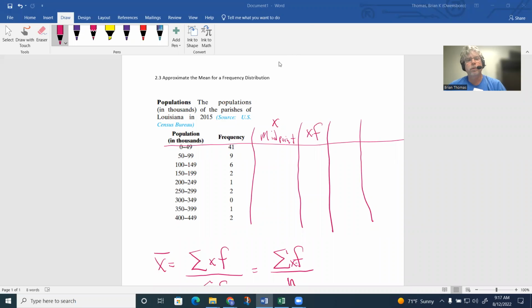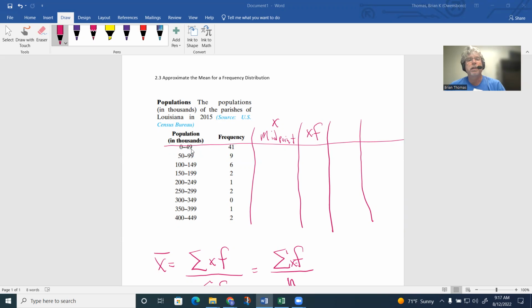As we are wrapping up 2.3, the last thing we're going to do is approximate the mean for a frequency distribution. It's an approximation because if we look at our data here, we have the populations, in thousands, of the parishes of Louisiana in 2015, and the source was the Census Bureau. Notice we have 0 to 49, frequency is 49. We don't know exactly what those specific values are. We just have a range of values, not the actual concrete data, so this is considered an approximation.